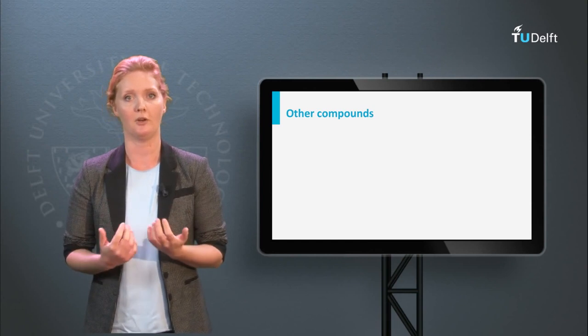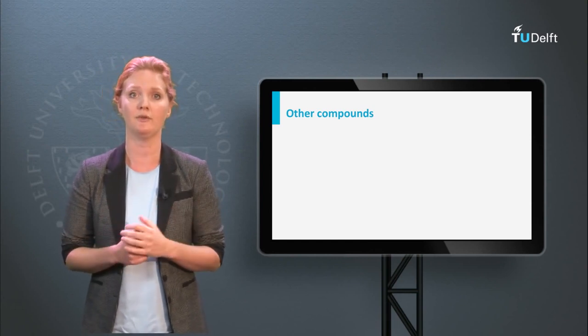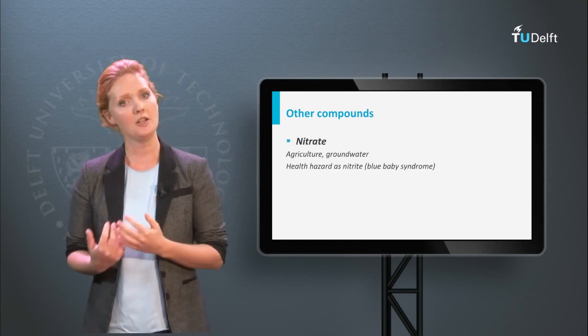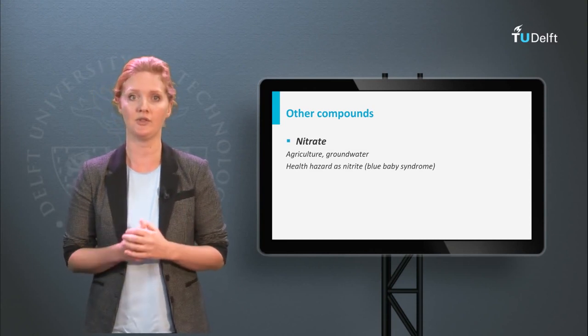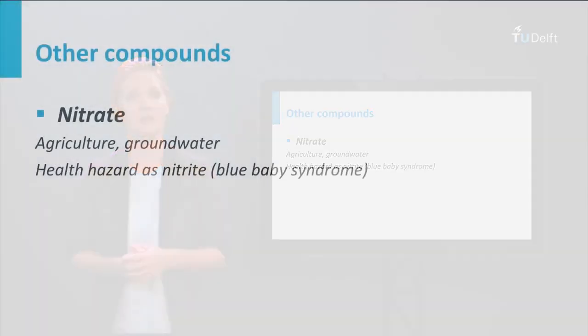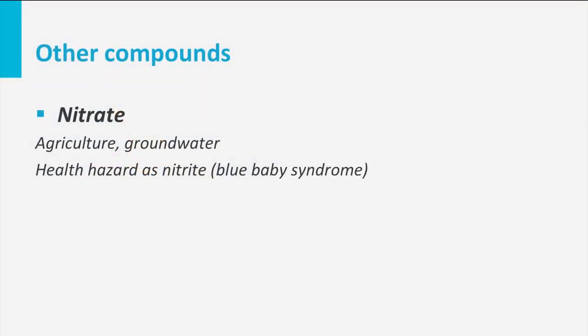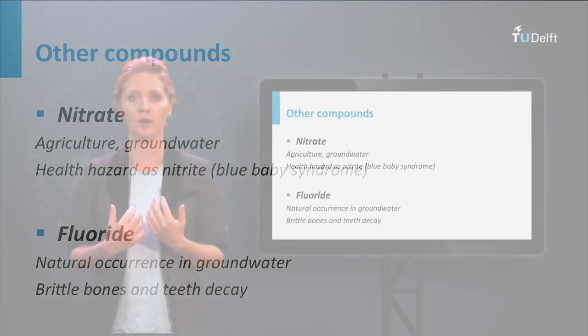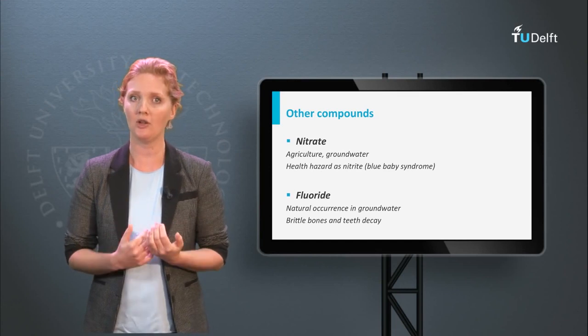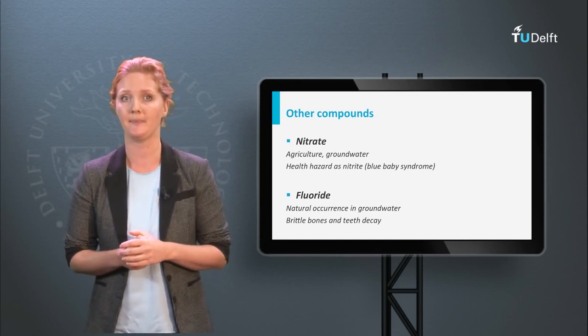In the group Other Compounds, I want to mention nitrate and fluoride specifically. Nitrate enters the water in areas with agriculture and is particularly of concern for babies and pregnant women, as nitrate is transformed to nitrite in the body. Fluoride can be naturally present in groundwater and at elevated levels is also a threat to human health, as it may cause brittle bones and tooth decay.